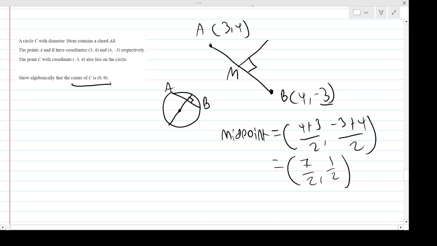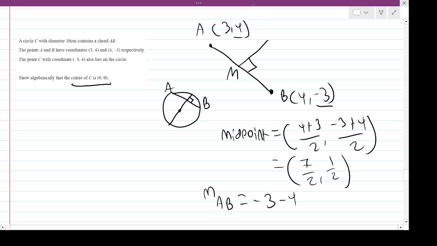Then we need to consider the gradients because they're perpendicular. So firstly, the gradient between A and B, so m_AB, that's change in y over change in x. Firstly, the y at B is -3, take away the y at A, which is 4. Then we do change in x, so 4 for B, take away 3 at A.